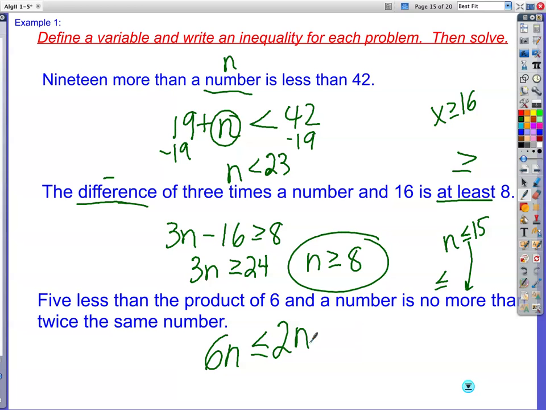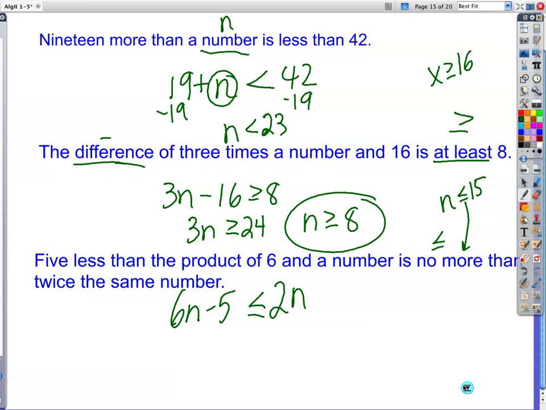Oh, guess what I missed, you guys? 5 less than the product of 6 and a number. 5 less than that. Okie dokie. Boy, Mrs. Talley is not doing very good on this one. Come on, here we go.